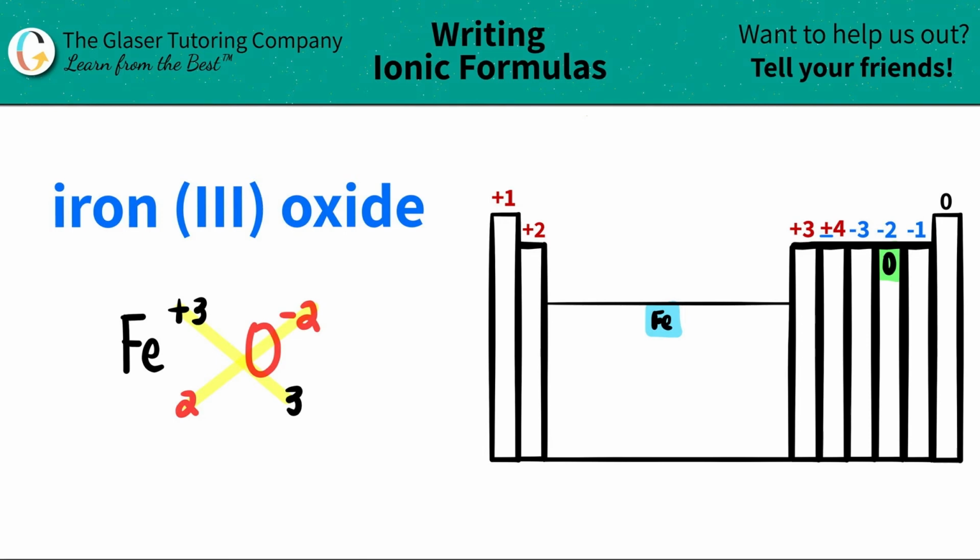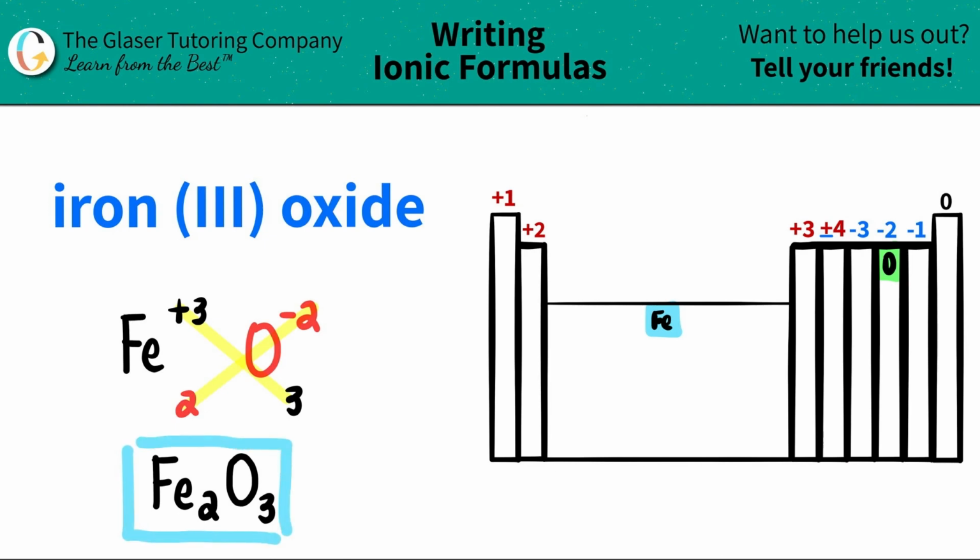It's just easier. So now let's get ready. I have iron. This is telling me that I need 2 of them. So I'm just going to put a 2 here. Then I have oxygen, and I need 3 of them. I'm going to put a 3. And that's it, guys. You're done. So iron 3 oxide is Fe2O3.